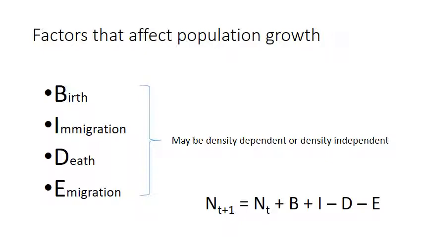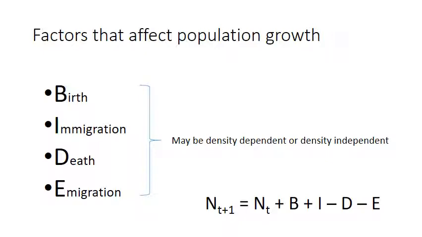For example, birth rates might increase when population densities are higher, because individuals find it easier to find mates. Immigration might be increased at low population densities because individuals are finding new unused habitats where food is highly available. Death rates might increase at high population densities; maybe there's a higher incidence of disease. And emigration, again, might increase at high population densities. Maybe individuals need to leave an area that's densely populated so they can find an area with more abundant resources.